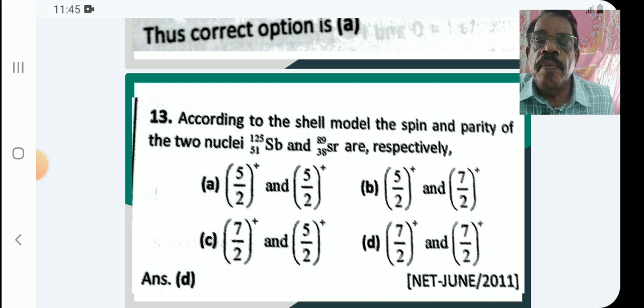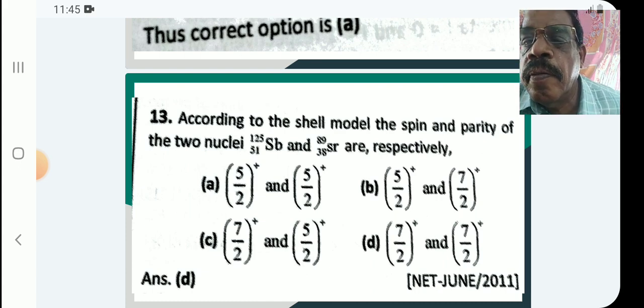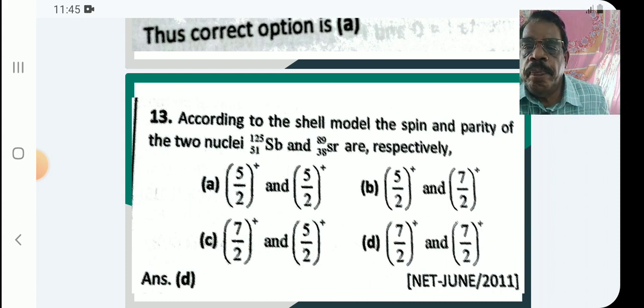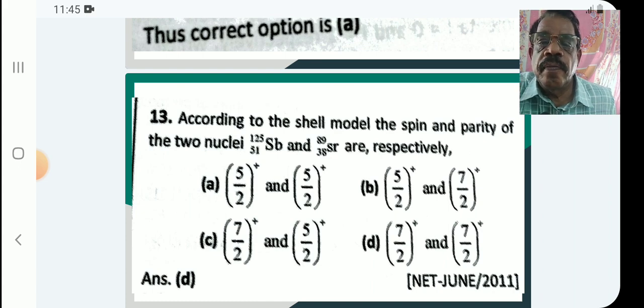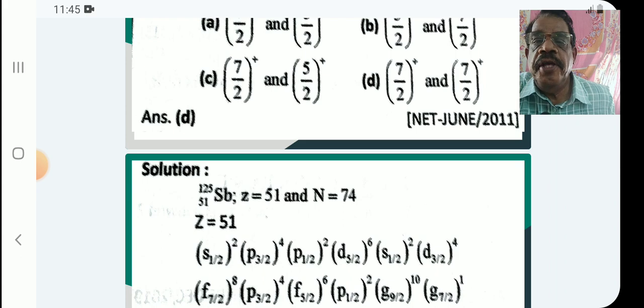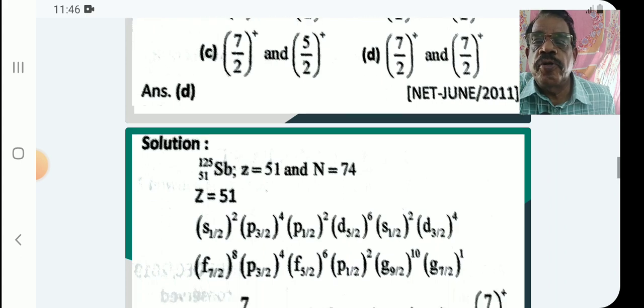According to the shell model, the spin and parity of two nuclei, Sb and Sr, are respectively, the parity we have to find. That is 5 by 2 plus, 5 by 2 plus, 5 by 2 plus, 7 by 2 plus, 7 by 2 plus, 5 by 2 plus, 7 by 2 plus, 7 by 2 plus. Answer D, that is 7 by 2 and 7 by 2.